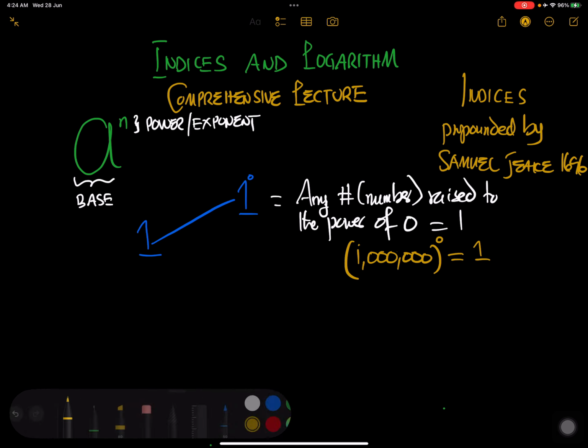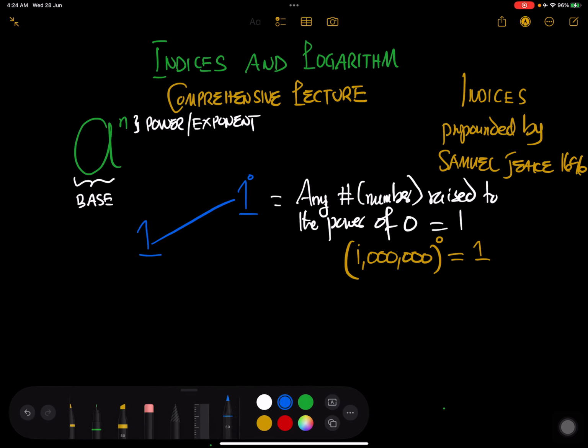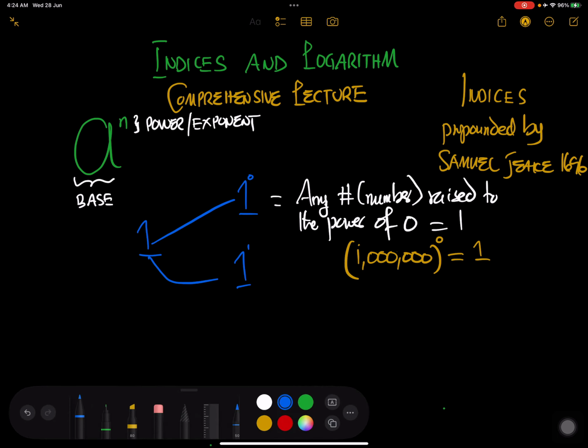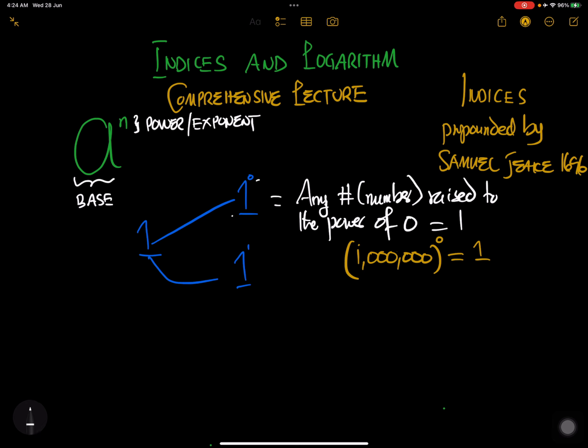So we can write 1 as 1 to the power of 0, which is 1. Or we can also write the same one as 1 to the power of 1. Whether we write 1 to the power of 1 or to the power of 0, it's the same thing, and we've been able to express these two in terms of indices.